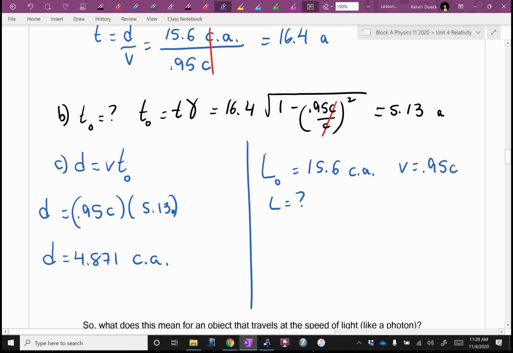Basically, you can imagine their trip like a giant meter stick. And you can imagine the spaceship isn't moving. Space-time itself is moving backwards relative to them. We'll just pretend they're at rest and the universe is moving. That means the universe is going to be seen by them to be shorter than a regular meter stick. How much shorter? Well, L equals L0 times the gamma function. Is that the right equation? I'm going from memory. Yes. So it's going to be 15.6 times the square root of 1 minus 0.95 c over c all squared.